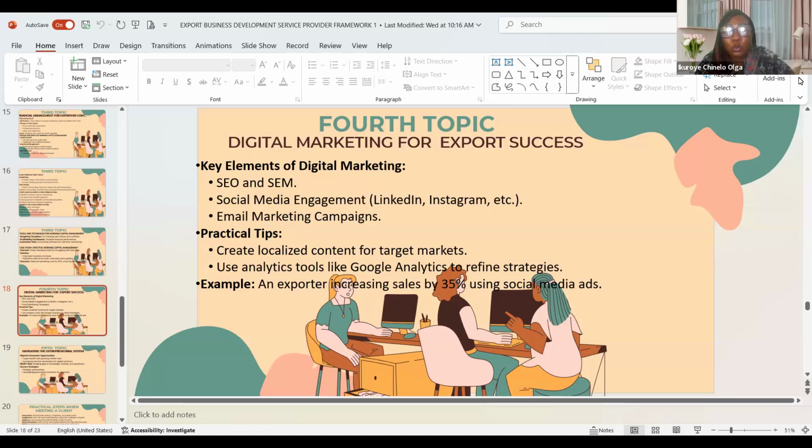To give an example, an exporter increased sales by 35% using social media ads. We all know how powerful social media is. Anything that happens goes on social media. So you need to make use of those platforms to make your business very relevant.